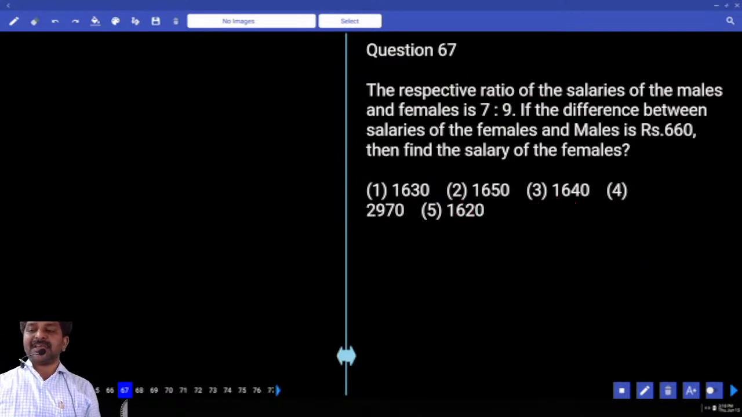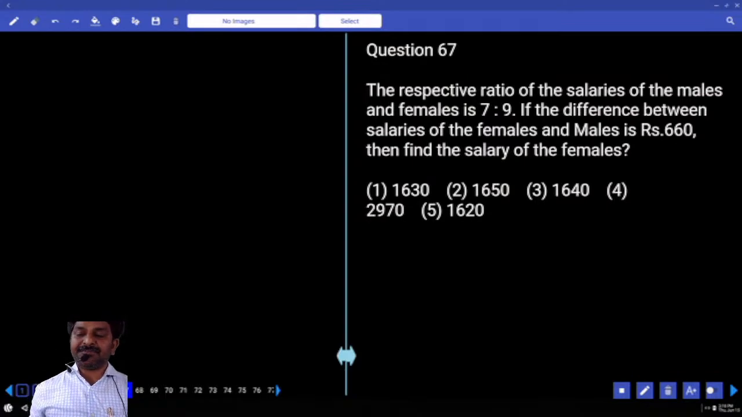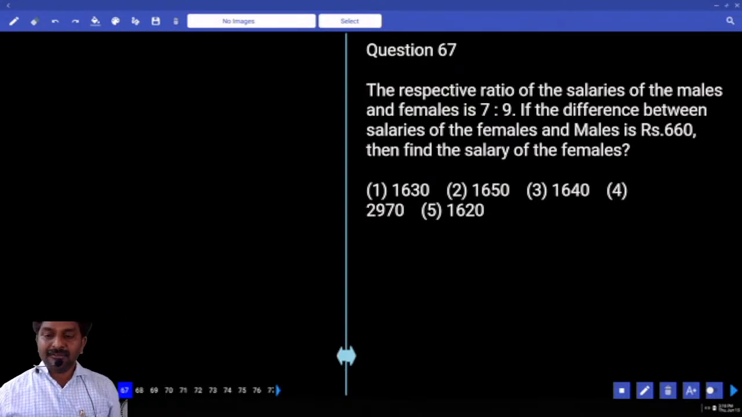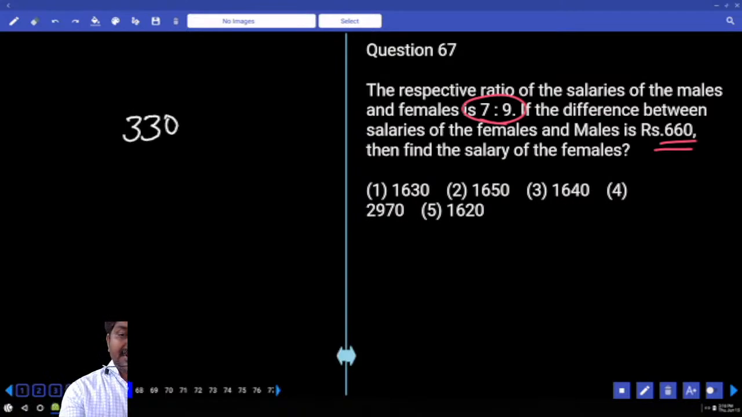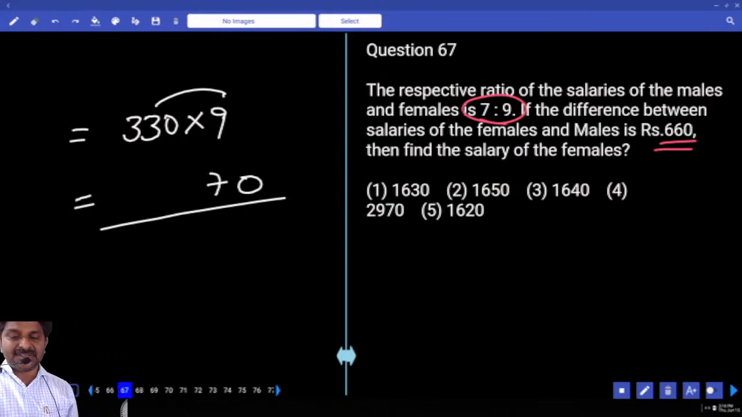The respective ratio of the salaries of the male and female is 7:9. If the difference between salaries of female and male is 660, find the salary of female. Okay, right. So now salaries of male and female are in the ratio 7:9. We were given the difference, right? How many parts? Which is equal to 660, then 1 part, and the question is about female salary, which is 9 parts into 9, right? You have a 0, you will get 0. 3 into 9, the answer ends with 7, 0.